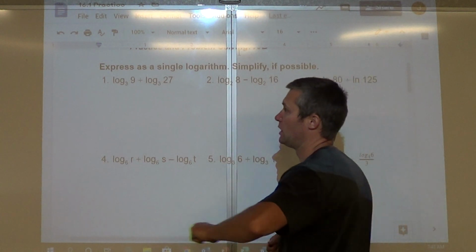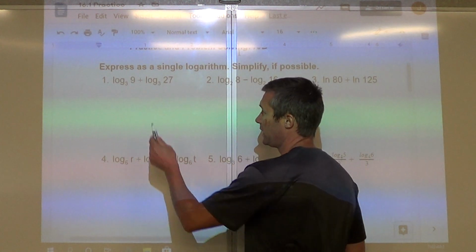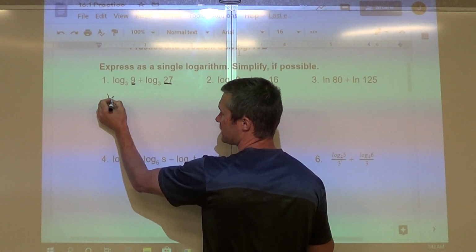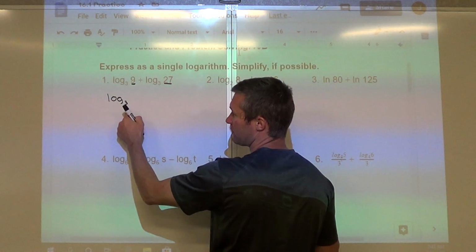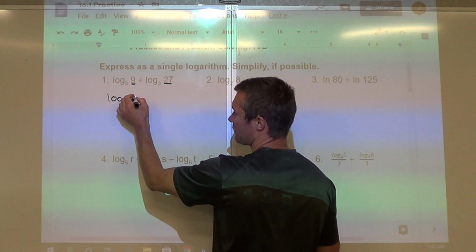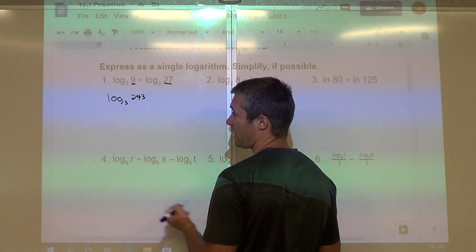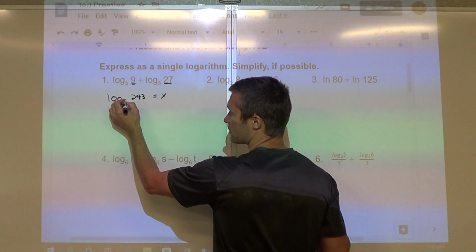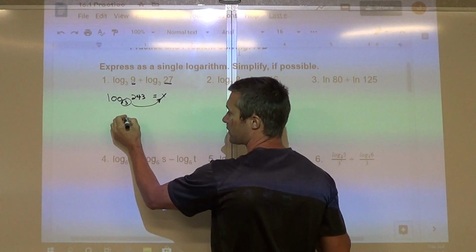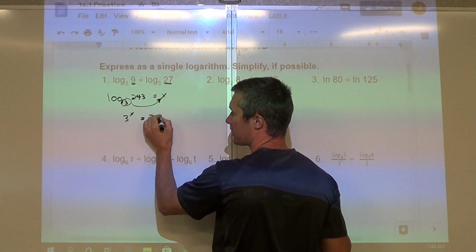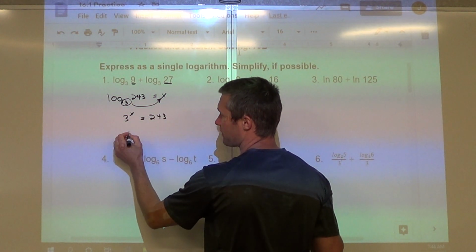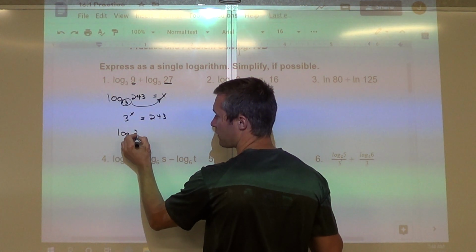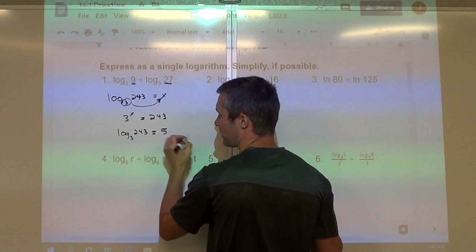So anytime we add, we're going to multiply what comes after that log. So we're going to multiply 9 times 27. Your log stays the same. Log base 3. 9 times 27 is 243. And now we see if we can simplify this. So we want to know, what does this equal? It's 3 to what power equals 243? And it is 3 to the 5th power. So we'd say that this, log base 3 of 243, is equal to just 5.